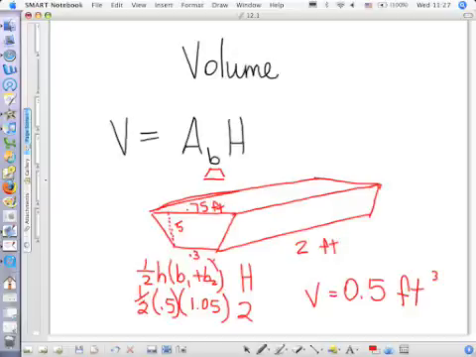Actually, what I got was 0.5 cubic feet. How'd you get 0.5? Because 1/2, which is 0.5, times 0.5, times 1.05, times 2 equals 0.525, and I rounded to the nearest tenth. Oh, okay. I was expecting 0.5. Okay, wait, sorry. Do you want us to round on the test? Does it matter? I will give you instructions on what to do.